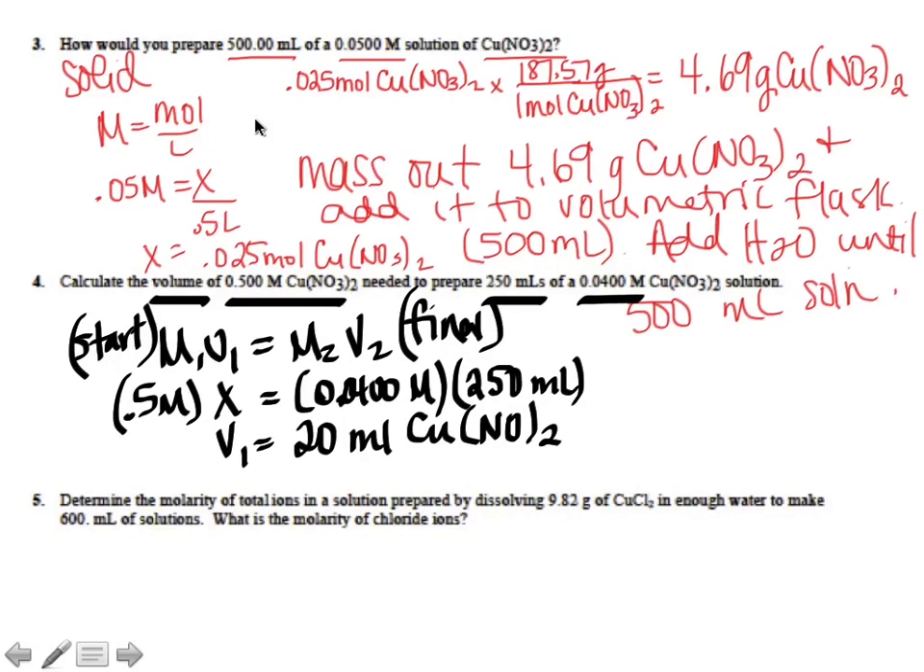All right. Determine the molarity of the total ions in a solution prepared by dissolving 9.82 grams of copper 2 chloride in enough water to make up a 600 milliliter solution. What's the molarity of the chloride ions? So we need to find the molarity of the total ions and the molarity of the chloride ions. So what's our first step?